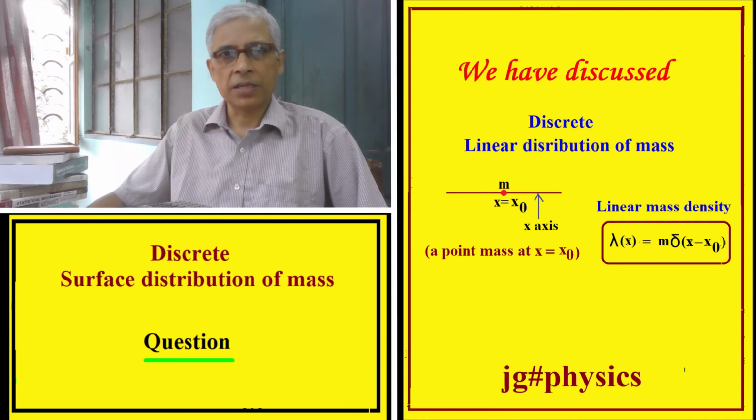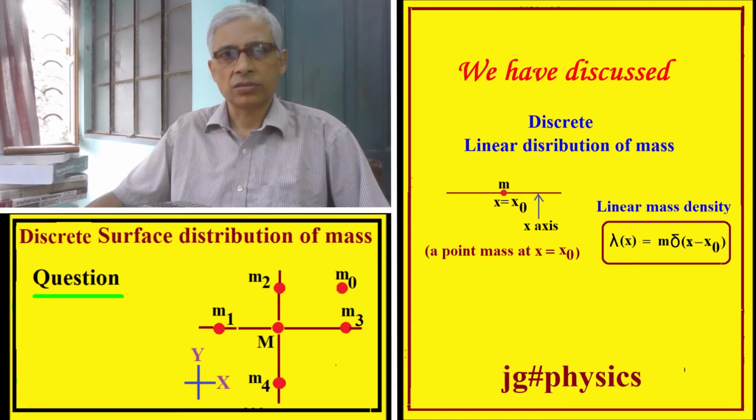Having discussed the application of Dirac delta function in finding out the linear mass density for a discrete linear mass distribution, let us consider a discrete surface distribution of mass, that is, masses on a surface sitting here and there, not continuously distributed but scattered. We wish to find the mass density. Let us address the case through answering a question which is as follows.